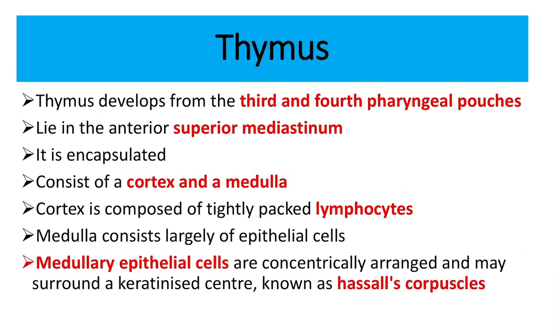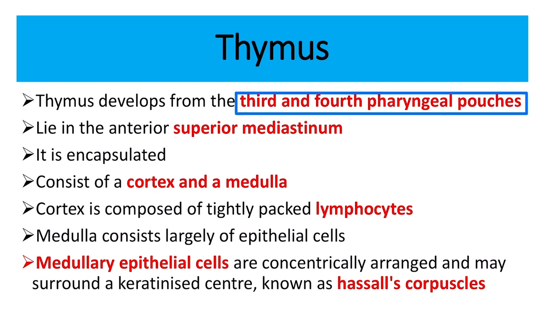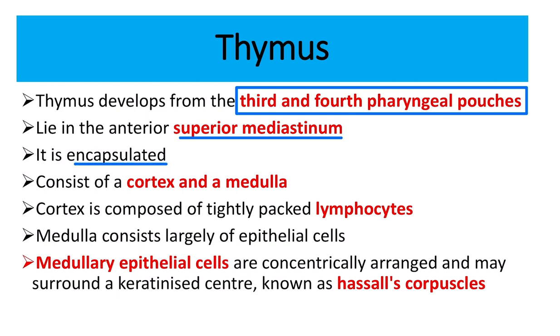First of all, let's look at the structure of the thymus. The thymus develops from the third and fourth pharyngeal pouches. This is very important: the thymus is a gland derived from the third and fourth pharyngeal pouches, which lies in the superior mediastinum of the thorax, and it is encapsulated and divided into two parts, the cortex and medulla. Like other organs such as the spleen, the thymus has a cortex and also a medulla, and it is composed of tightly packed lymphocytes.